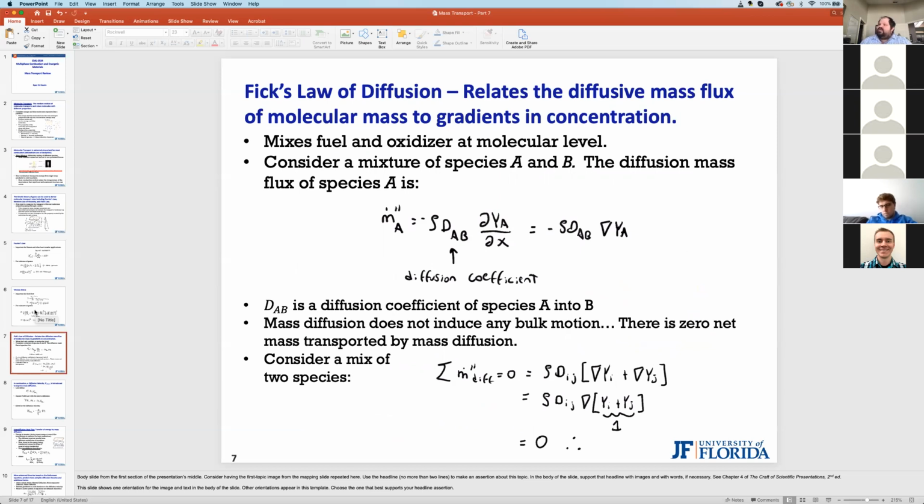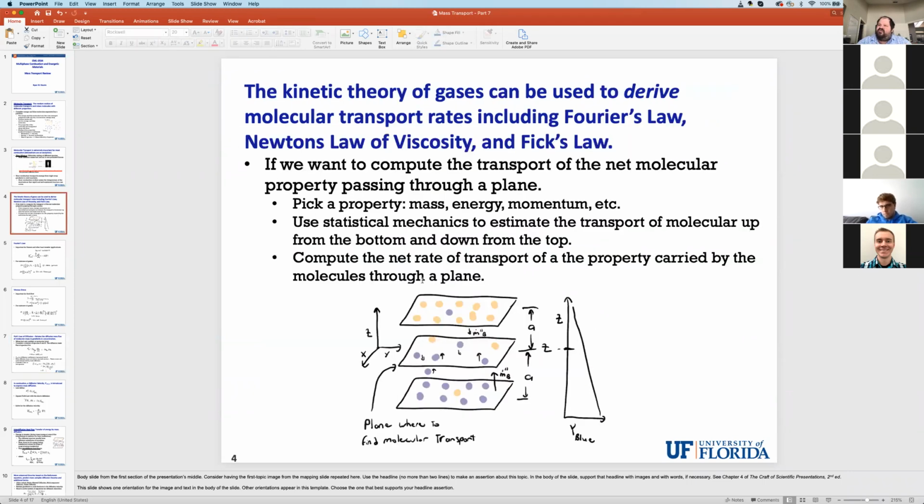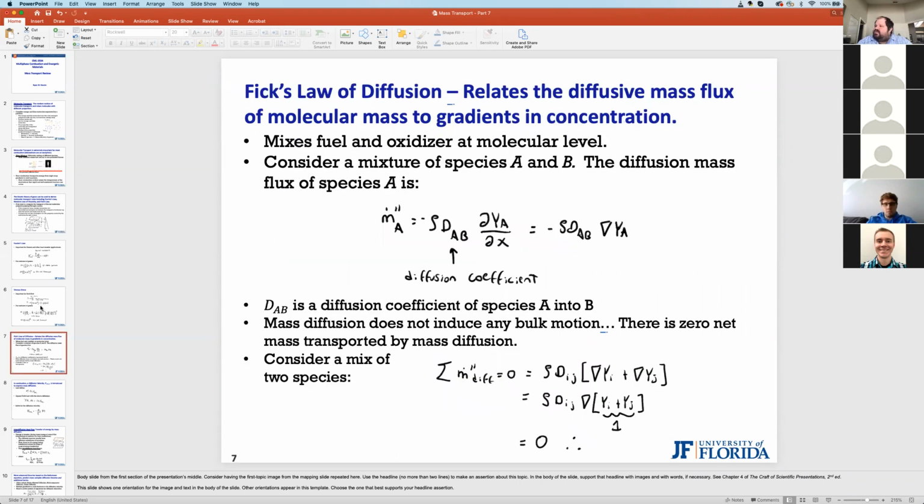Okay. Now, one thing to note about mass diffusion is it does not induce any bulk motion. And that means there is zero net mass transported by diffusion. So if I go back to this cutting plane, statistically for every blue molecule that is moving up, there is an orange one that is moving down if the total concentration is the same on the top as it is on the bottom. Okay, and so that means there is no bulk fluid velocity that is induced by mass diffusion.